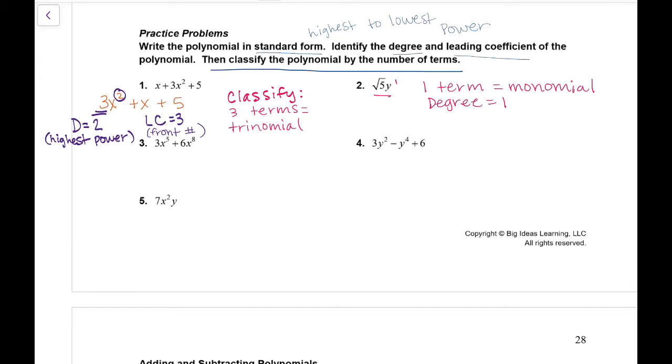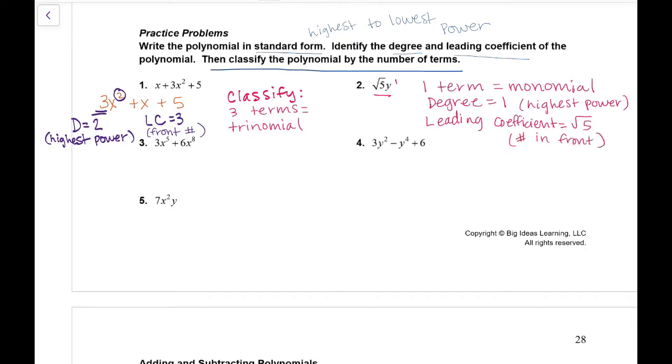The degree is going to be 1. We don't have a power by that y, but we always have a 1 if it doesn't show us the number. The degree is the highest power. The highest power we have is 1 because it's the only one we have. The leading coefficient is the number in front of the variable. Well, this one happens to be the square root of 5 because the square root of 5 is in front of the y.